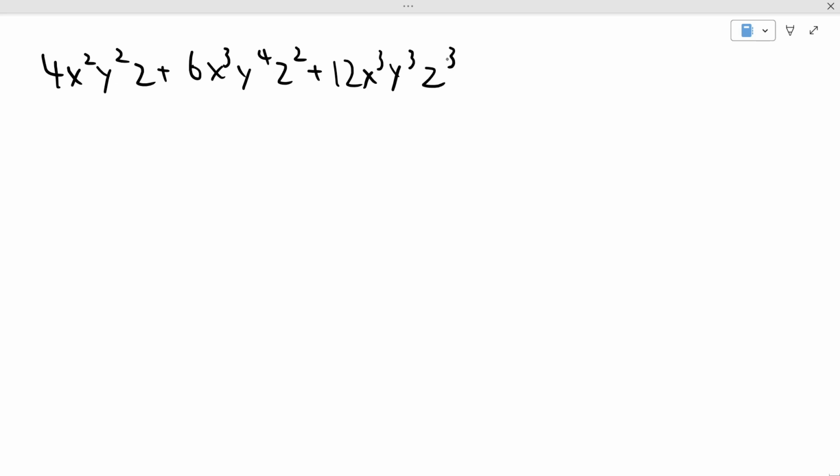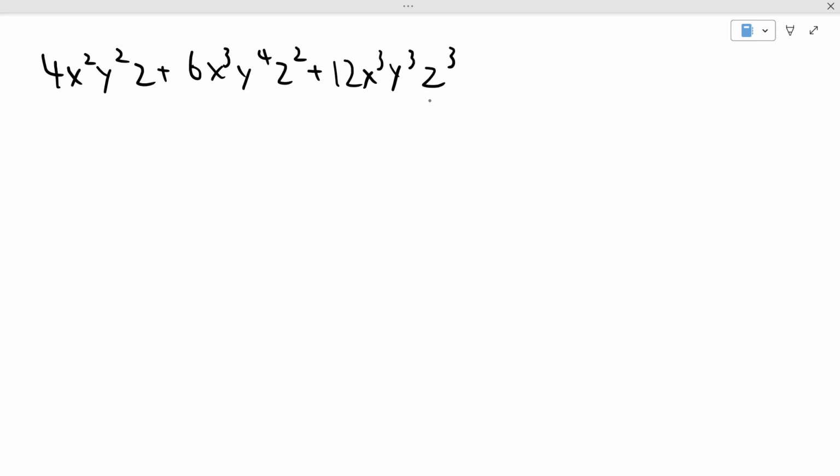So now let's look at a slightly harder example. Let's try to factor 4x squared y squared z plus 6x cubed y to the fourth z squared plus 12x cubed y cubed z cubed. In this example, we have three terms and three variables to consider. So we apply the same process of finding the greatest common factor between all three terms while taking the x, y, and z variables into consideration.